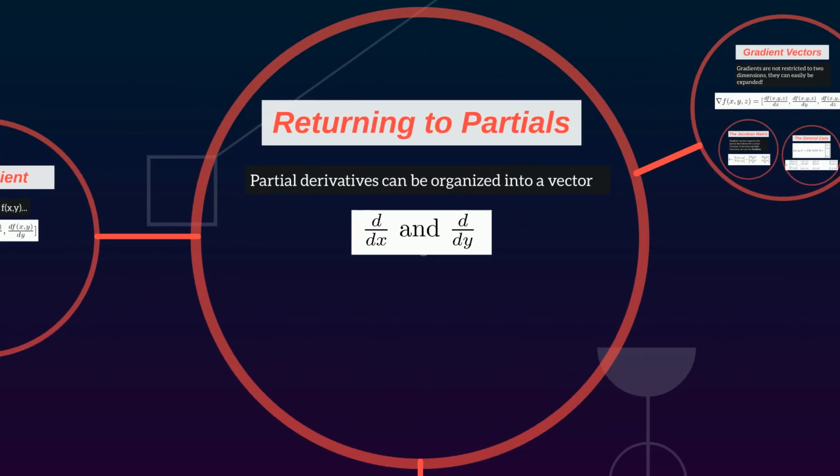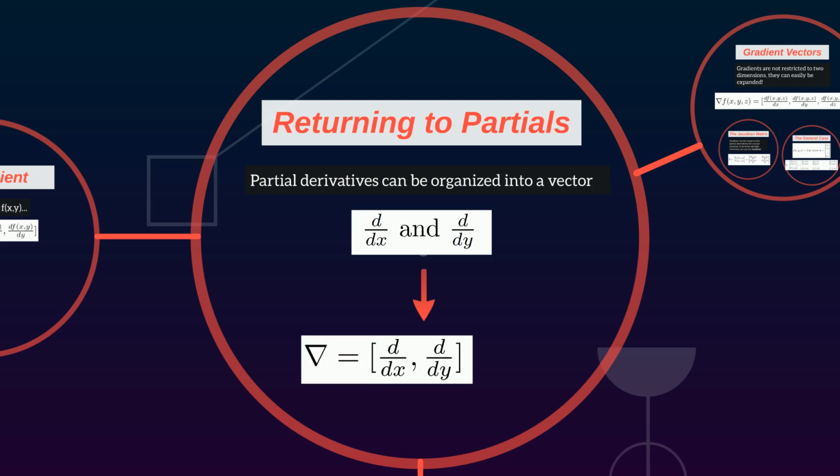So returning to partials. In the previous lecture in video 1, when we were talking about partial derivatives, we noted that we could have the derivative with respect to x and the derivative with respect to y. Instead of having these partials floating around, we can actually organize these into a vector. So we now have a vector with two different partial operators, the first being the partial with respect to x, the second being the partial with respect to y, and so on and so forth. And this is actually called the nabla operator.